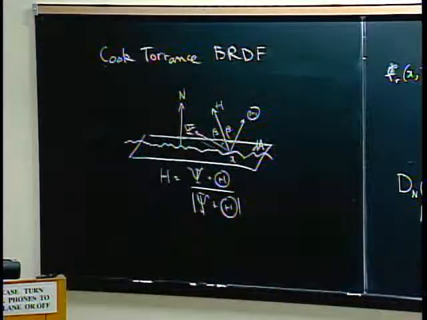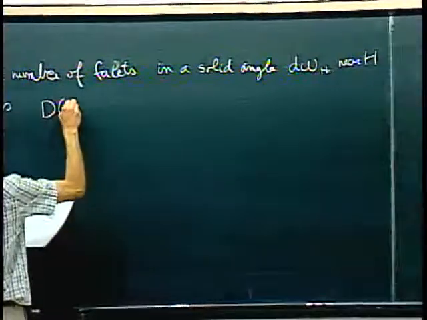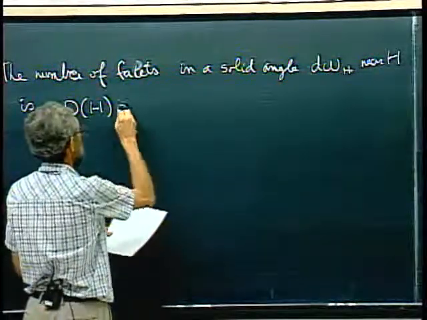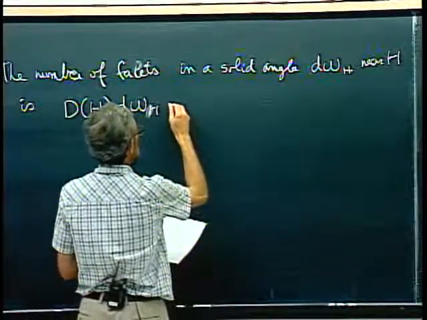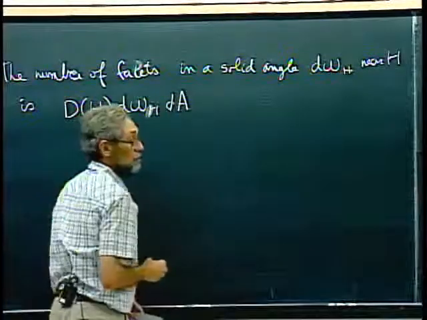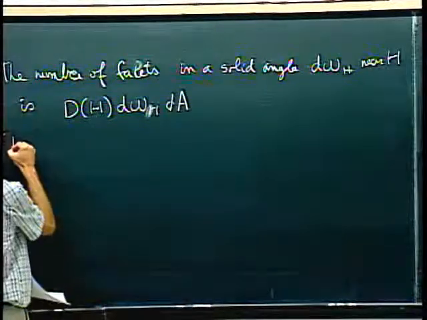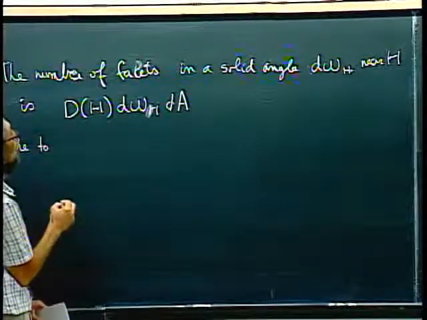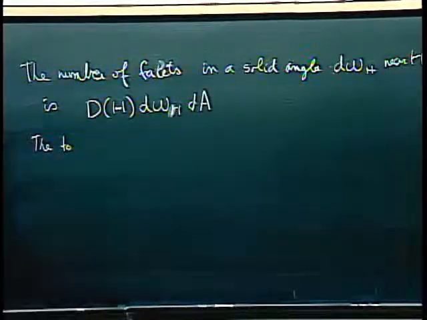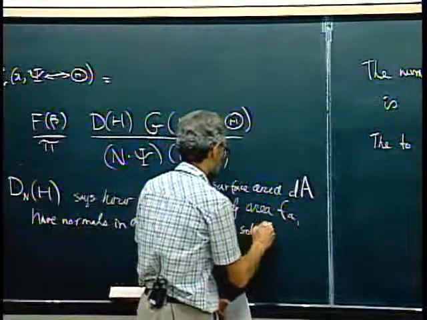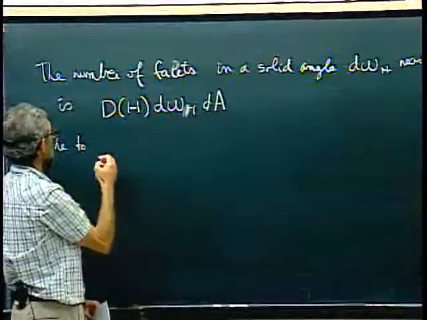So that means what we have to do to get the actual number of facets is to take that density and multiply it by the solid angle d omega h, and multiply it by the area dA of the piece of the surface we're talking about. Maybe I didn't write all the words here because I should have said per surface area, and this is per solid angle. And so we multiply it by the solid angle and the surface area and we get the count.